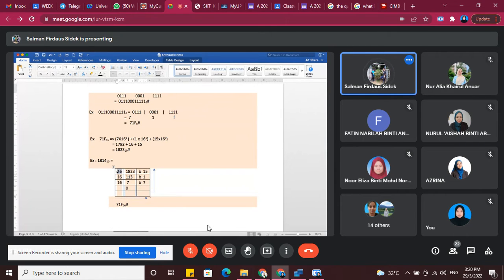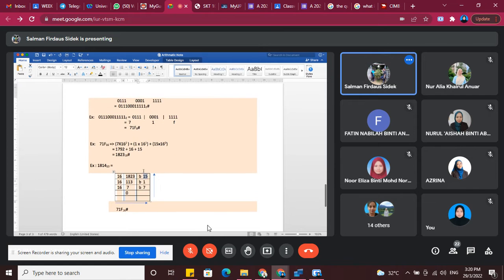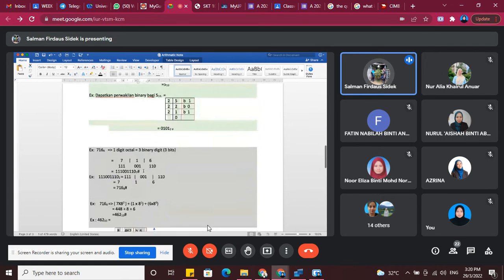The concept is wrong. Because 16 here is not the sequence number after 15. But 16 here is the number of digits in hexadecimal. Faham tak? Saya ulang balik, 16 dekat sini bukanlah nombor 16 selepas 15. No. 16 here means 16 digits that we have in hexadecimal. So itu maksud 16 dekat sini. So that's why 15 dekat sini bermaksud digit yang ke-15 lah, maksudnya F.